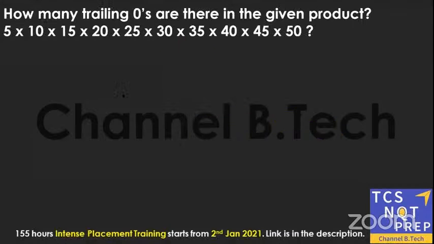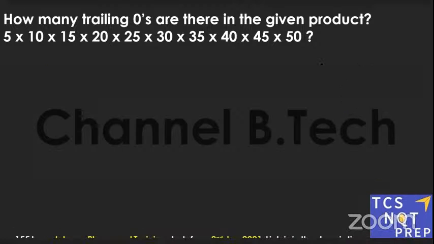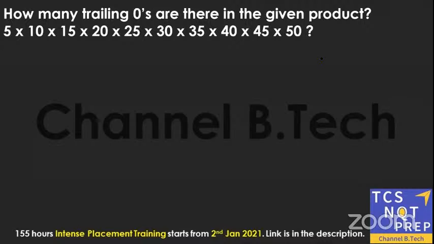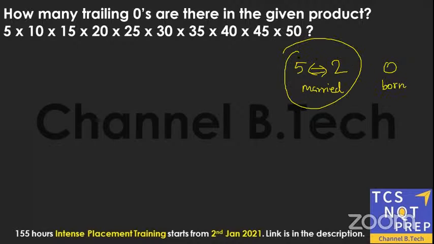Let us see the next one. How many trailing zeros? Now we are getting into the topic of trailing zeros. How many trailing zeros are there in the given product? Always remember this, everyone. When 5 and 2 get married, 0 will be born. Remember like this. When 5 and 2 get married, 0 will be born.